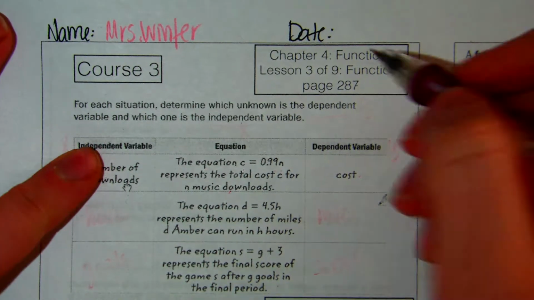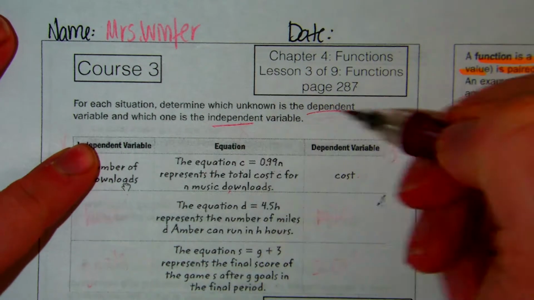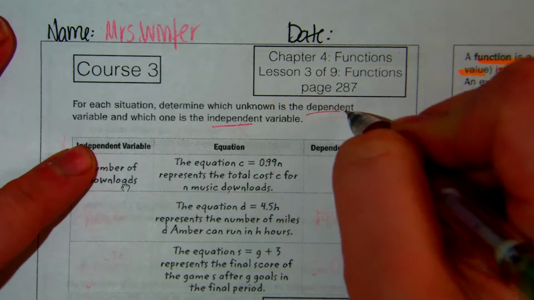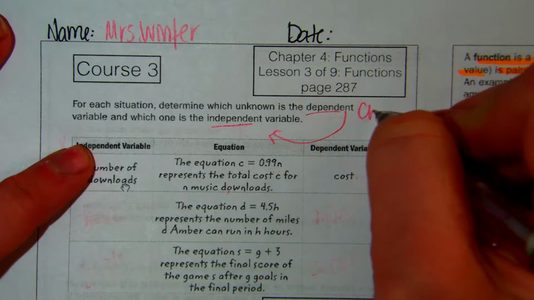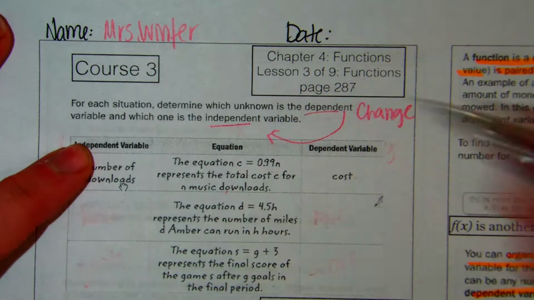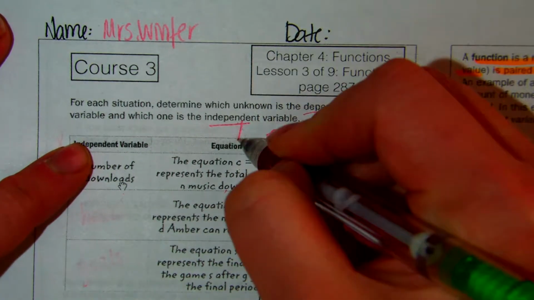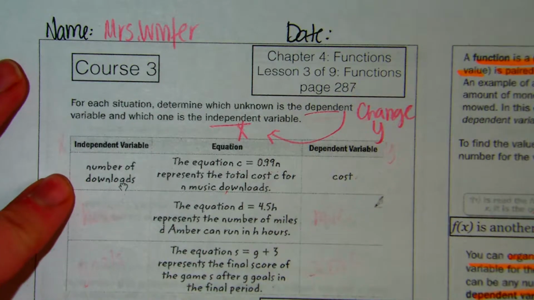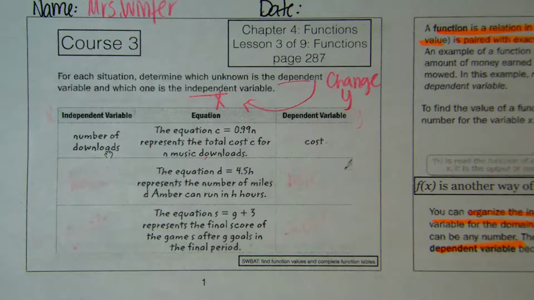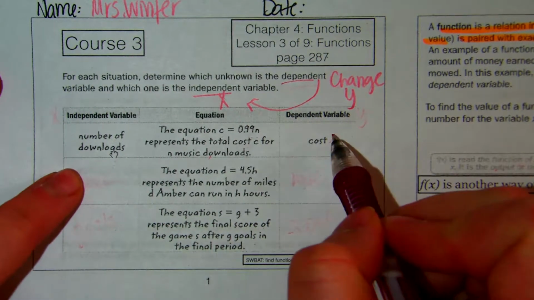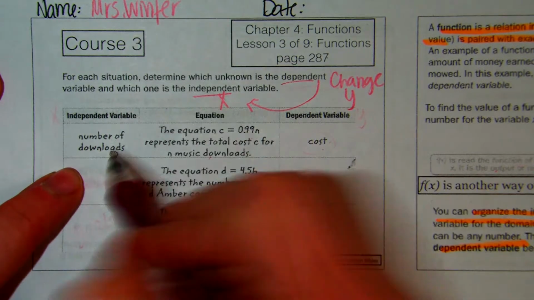So dependent and independent. Usually this depends on this. This changes because of that. Usually it's the y and the x. So let's take a look at this first example. It says the equation c equals 0.99n represents the total cost for n music downloads. They're saying the cost depends on the number of downloads.